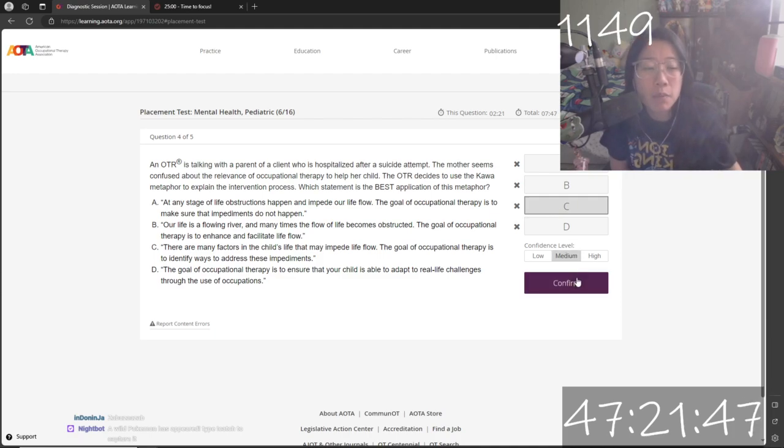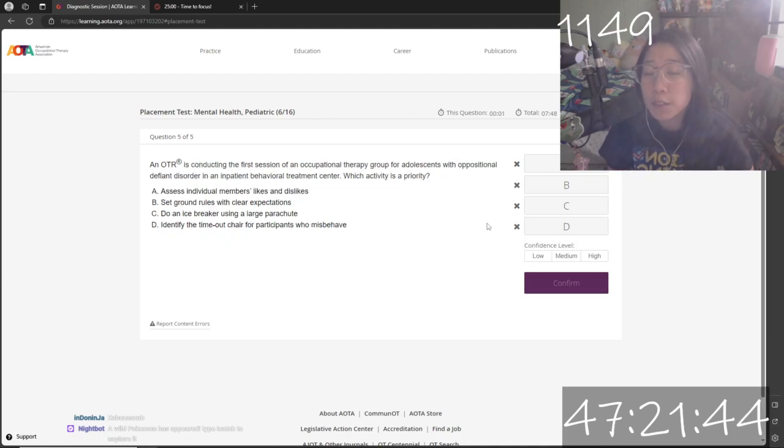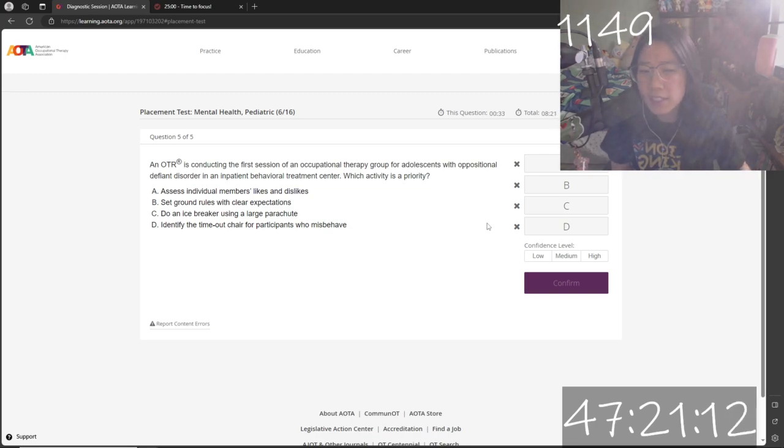I like C. Medium. An OTR is discussing the first session of treatment with adolescents with oppositional defiant disorder in an inpatient behavioral treatment center. Which activity is a priority? I'm just gonna assume oppositional defiant disorder is exactly like what it sounds like. I think setting ground rules is good.